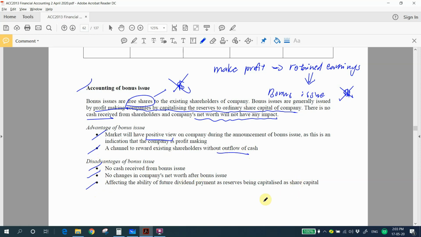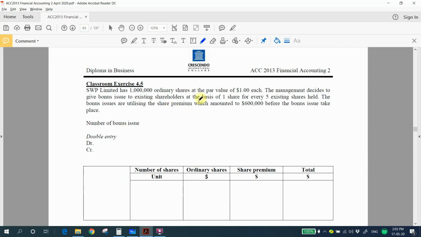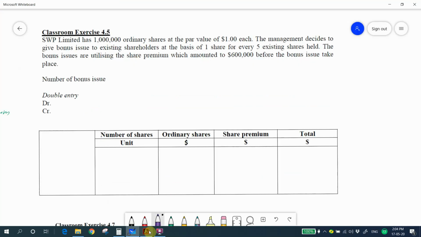So next, I'm going to show one example of bonus issue, and we see whether the company net worth or the equity has any changes before and after the bonus issue. So let's take a look on this exercise. Classroom exercise 4.5.